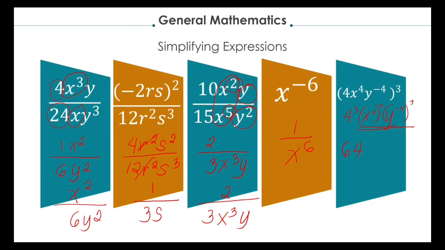So, pag sinabi nating power rule, if the exponent is raised to another exponent, ibig sabihin, si x raised to 4 raised to 3, ang gagawin natin sa kanyang exponent ay i-multiply. So, we now have x raised to 12, then y raised to negative 12. So, hindi pa siya simplified since may negative pa sa ating mga exponent. So, the final answer will be 64x raised to 12 all over y raised to 12.